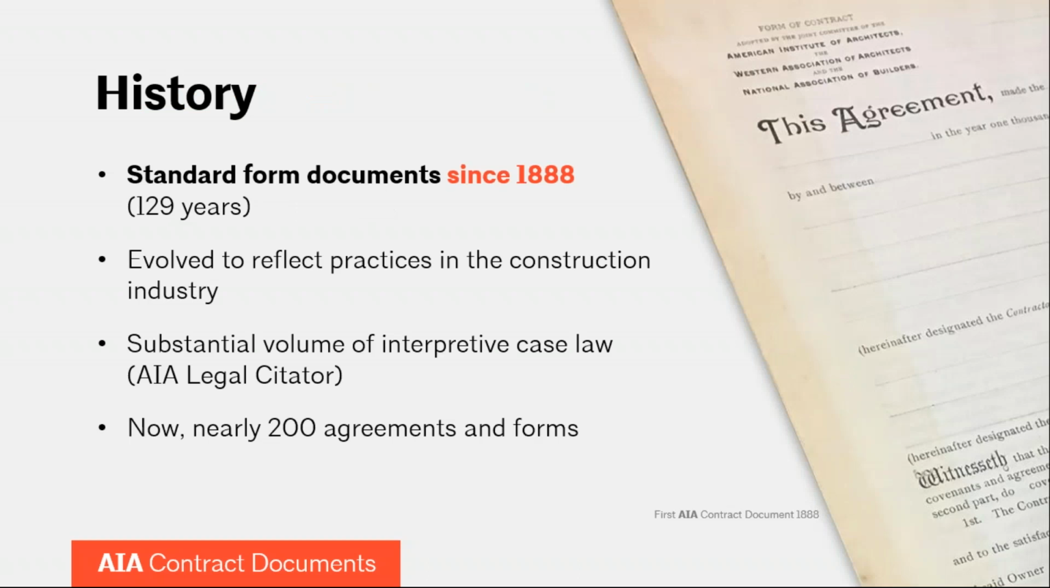And then a little more background on the contract documents program itself. The AIA Contract Documents has been around since 1888. Our first document that we published was the Uniform Contract, and it was actually an owner-contractor agreement, an owner-architect agreement. I think the math on this slide is wrong. I think it's 131 years now. I guess we should update this slide. But we started with the one form, and as the practice and construction industry has evolved, so has our library. We now have around 200 agreements and forms.